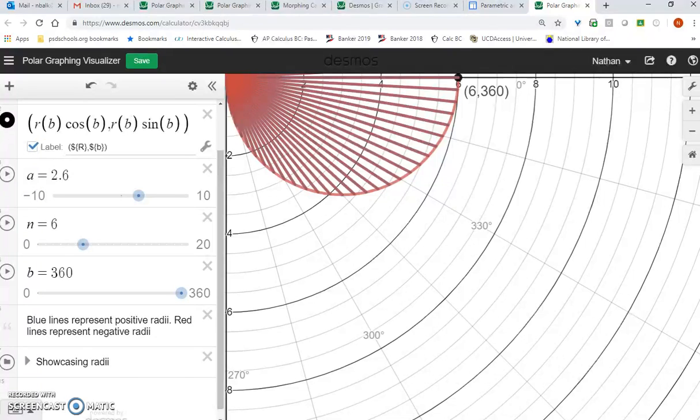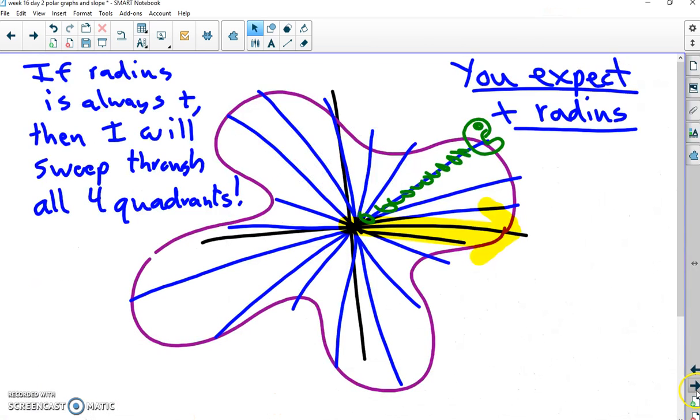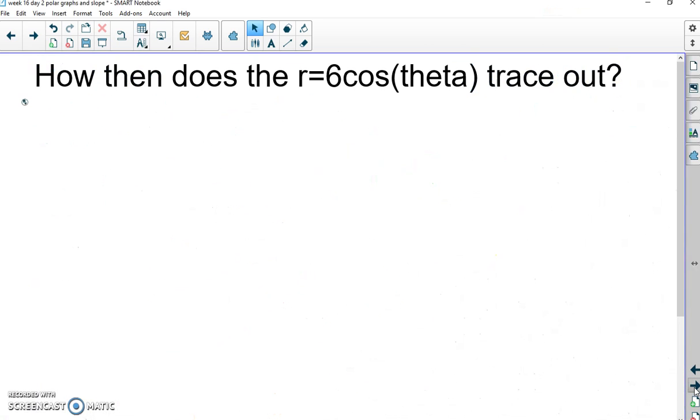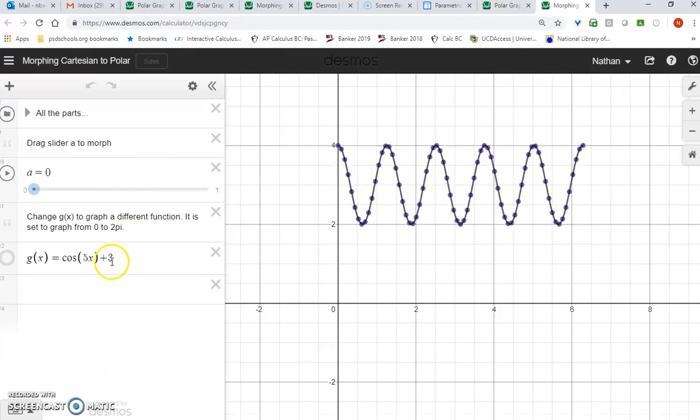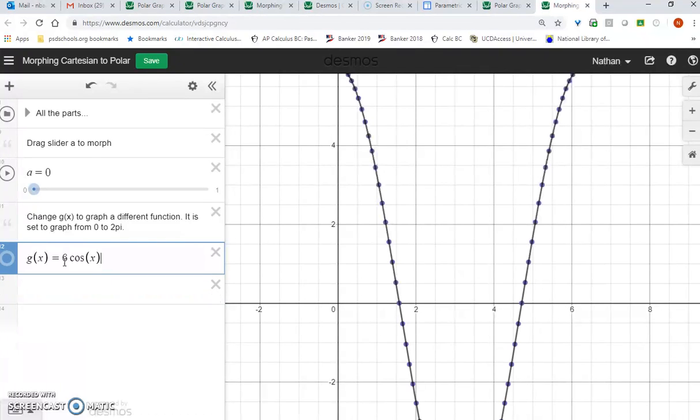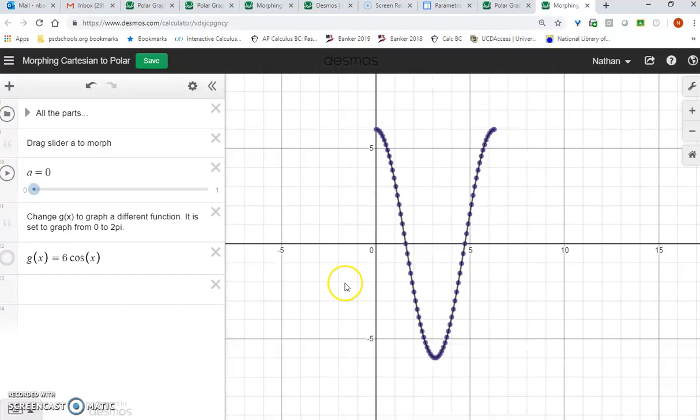Now, I got another app that I'm going to show you. How does 6 cosine theta trace out? Now watch this app. This one, mind-blowing. I'm going to type in 6 cosine x. Notice how I typed in x. So what am I graphing for you right now?